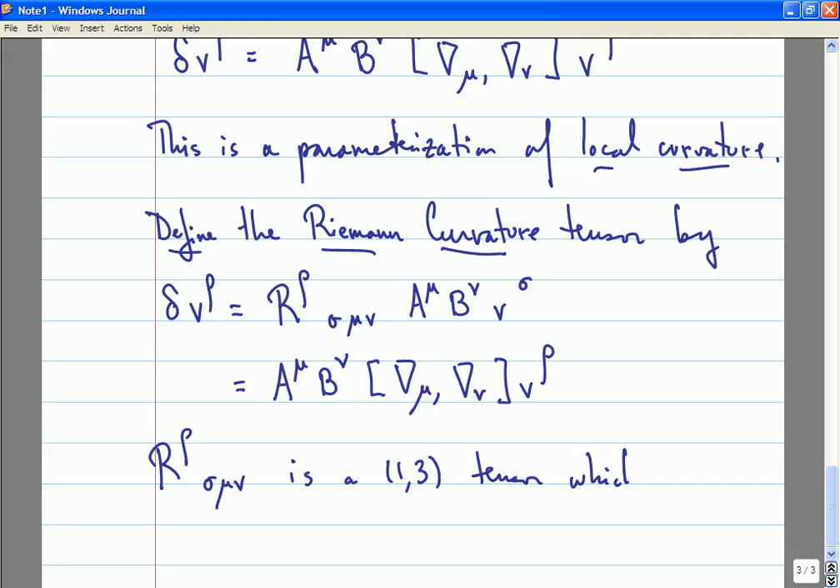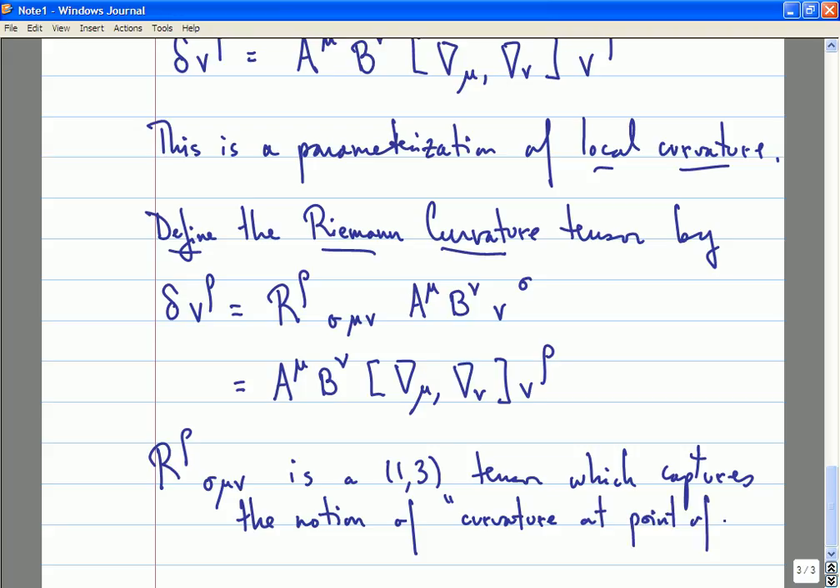which captures the notion of the curvature of spacetime at a given point. Because, of course, the Riemann curvature tensor will depend on where you are in spacetime. If you're in a strongly curved region, it might be large. In a weakly curved region, it will not be large.